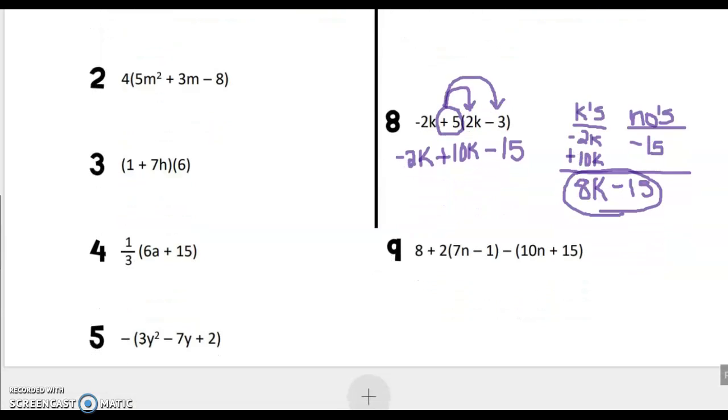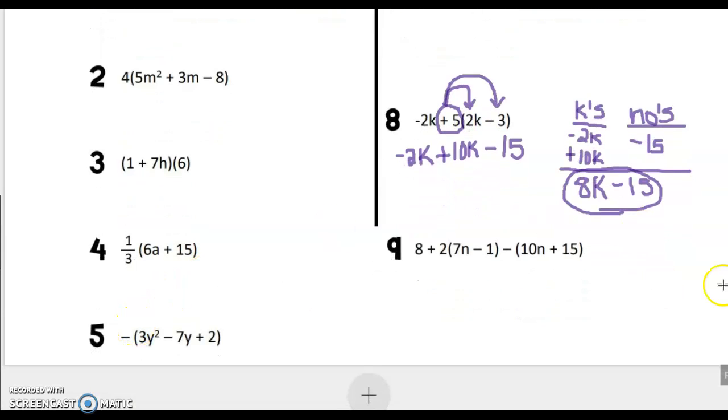I'm going to do one more with you, and then you're going to go ahead and take over and do the rest. I'm going to come down here to number 5, and I want you to do the same thing. So look down here at number 5. Now remember, when I have a negative sign in front of the parentheses, I can go ahead and just put a 1 in there. So I'm going to take that negative 1, and I'm going to once again distribute it, or multiply it, by each term inside the parentheses. Well, a negative times a positive is a negative. So that's a negative 3y squared.